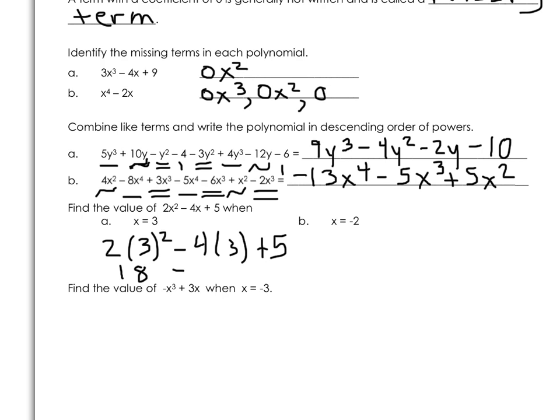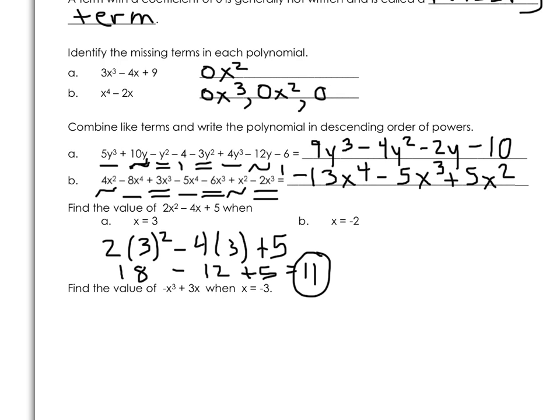Multiplication before subtraction. 4 times 3 is 12, plus 5. So now it's addition, subtraction. Start from the left, go to the right. 18 minus 12 is 6, plus 5 is 11. So our answer is 11.